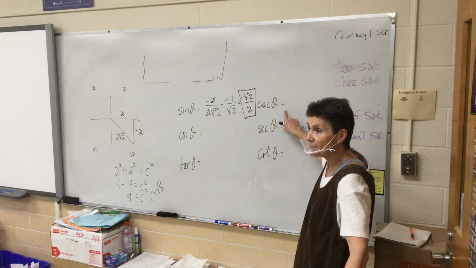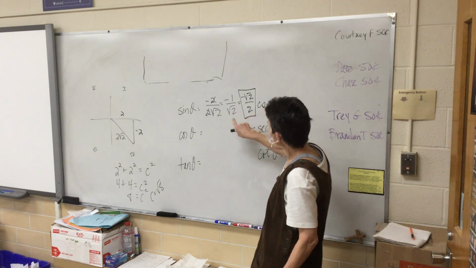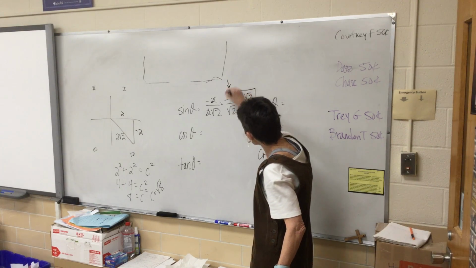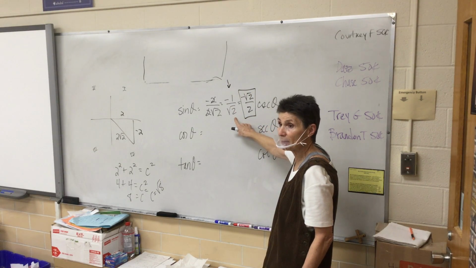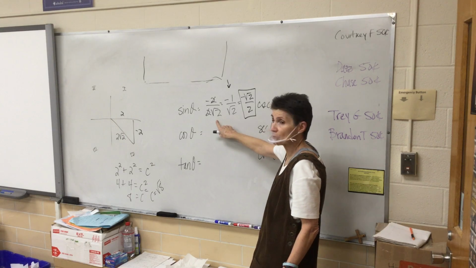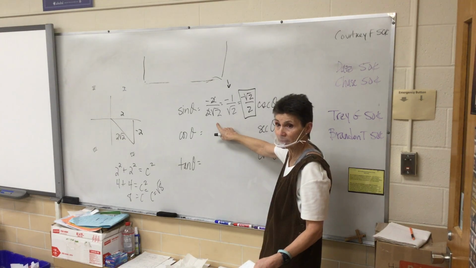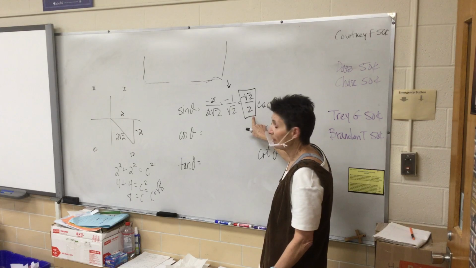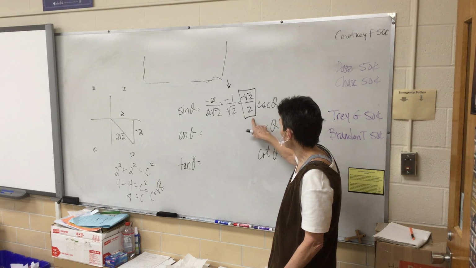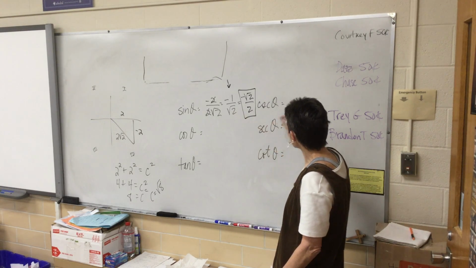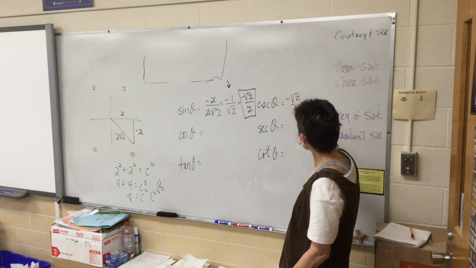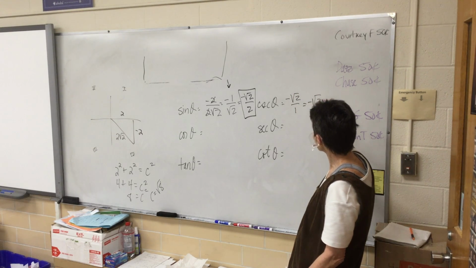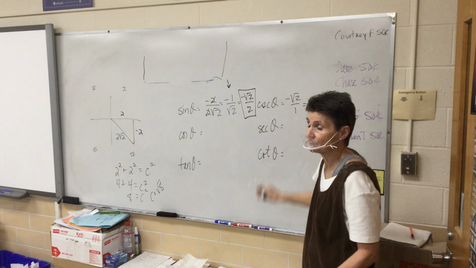When you flip it, I would flip this version right here. I think that's going to be the easiest one to flip. If you flip it here, it's okay, but then you'll have to reduce again. If you flip it here, you'll have a radical in the bottom, so I would not do that one. But I think I'll flip it right here. So this is going to be -√2 over 1 or -√2 for my cosecant.